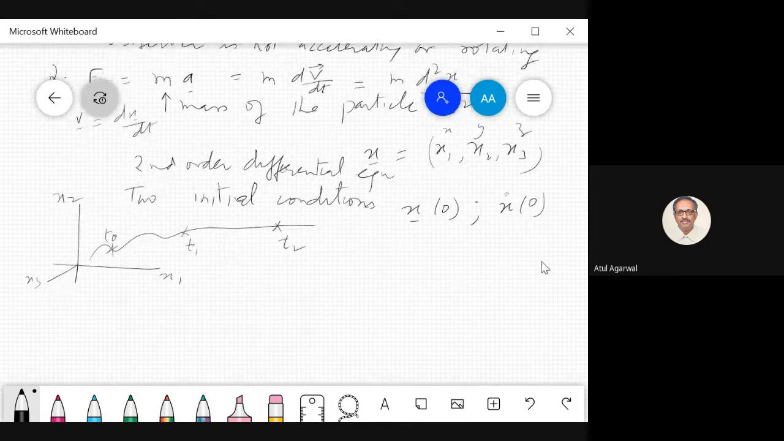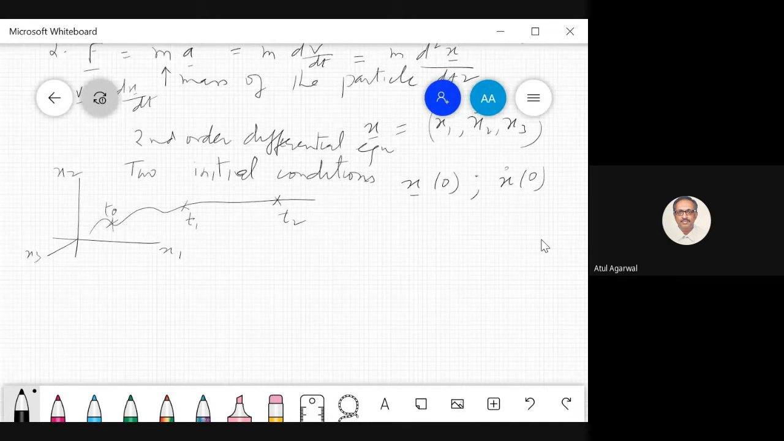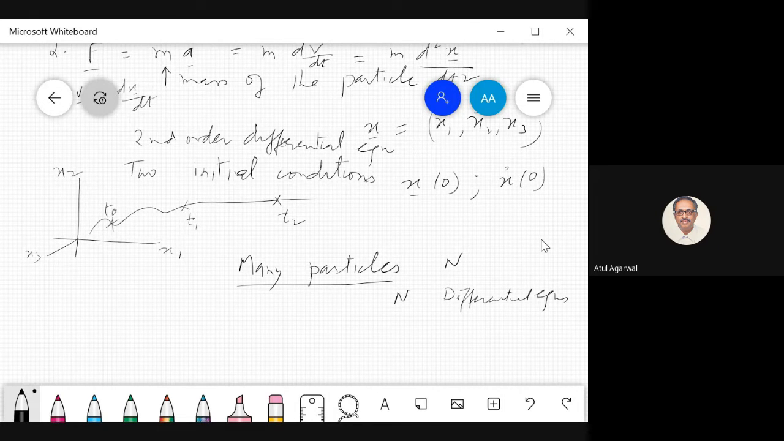Now you have many particles. Then you have to apply these equations to each particle. As many particles, so many differential equations. So if you have n particles, you get n differential equations and 2n initial conditions. For each particle, you need position and velocity.